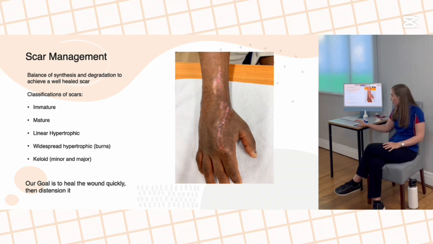Okay, so here we go. Other types are linear hypertrophic, and then widespread hypertrophic, which is more for burns, and then we've got our keloids. With our goal for scars, we want the wound to heal quickly, and then detension it. We don't want too much tension on the wound. Even if our wound is closed, we want to make sure we're still maintaining our edema management. If there's a lot of swelling, you still don't want that to stretch the scar and then create more hypertrophic scarring.